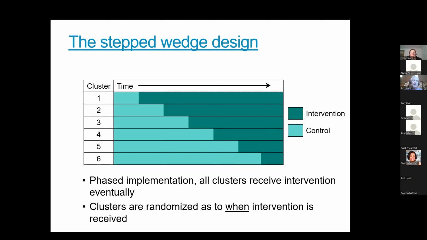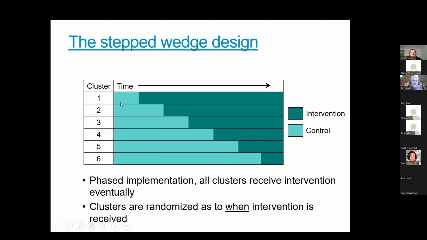So one way of dealing with that has been this stepped wedge design, sort of a newer idea. The paper that Gary alluded to, we published in 2007. And the use of this stepped wedge design has been growing a lot since then. So the idea of a stepped wedge design is not randomizing the clusters as to whether or not they get the intervention, but rather as to when they get the intervention.